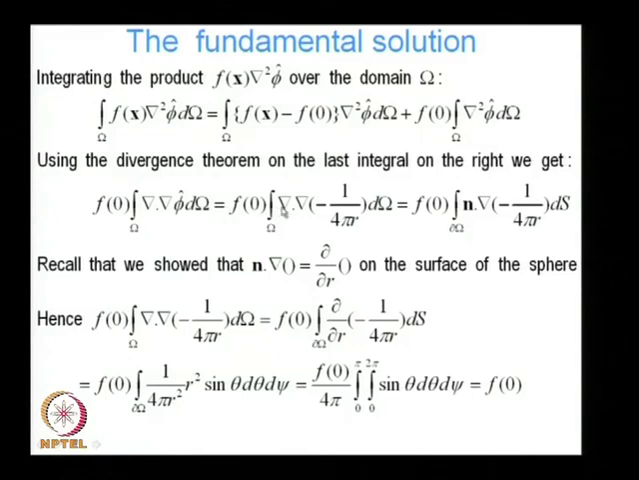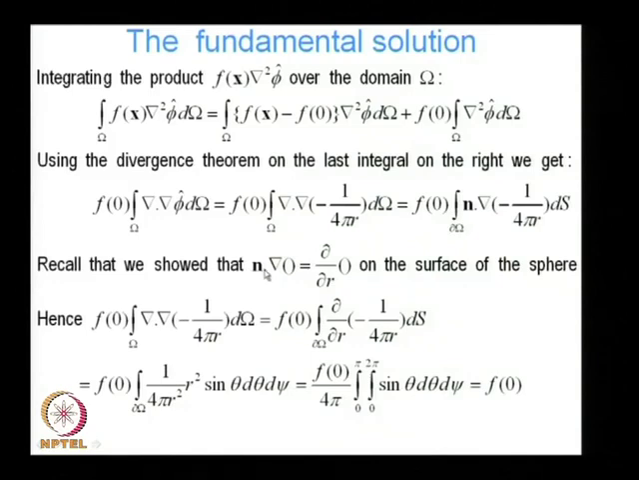So, this can be written as divergence of gradient of minus 1 by 4 pi r, because that is the form of phi hat. We just said that phi hat has the form minus 1 by 4 pi r, and that is equal to f 0 times, then I use the divergence theorem. This is the divergence of a vector, which is the gradient of this scalar. So, if I use the divergence theorem, I can write it as n dotted with gradient of minus 1 by 4 pi r ds.